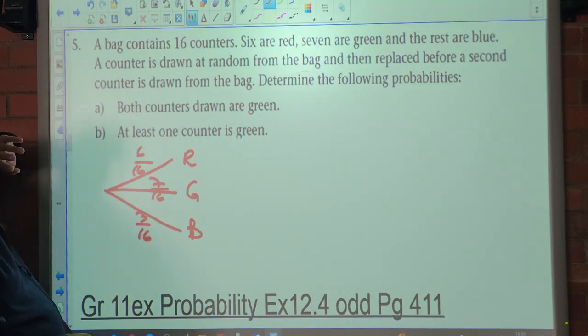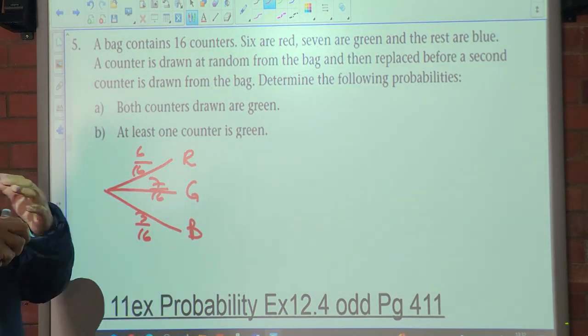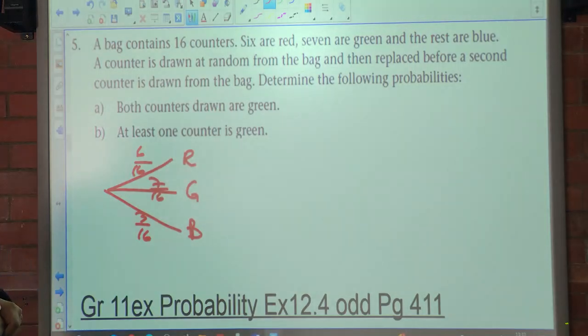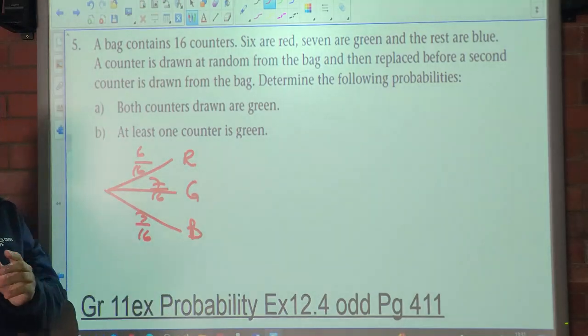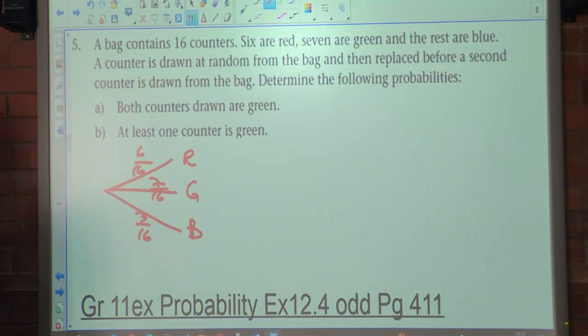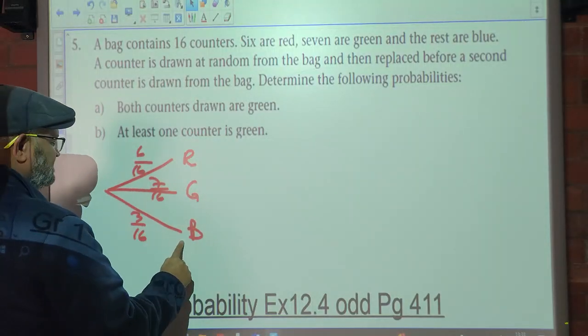You guys understand? A counter is drawn at random from a bag. So they put all 16 counters in the bag. The counter is placed at random in a bag. Okay, a counter is drawn at random from a bag and then replaced before the second counter is drawn from the bag. Which means to say, if I draw the one, I record the drawing, and I put that one back. So how many counters is again in the bag when I do the draw? 16 again.